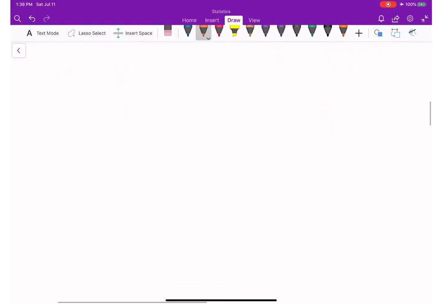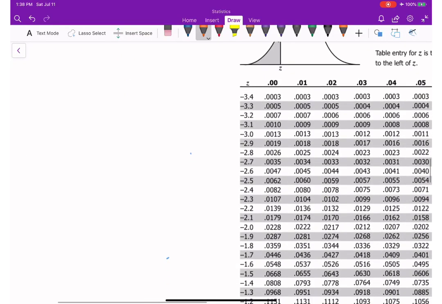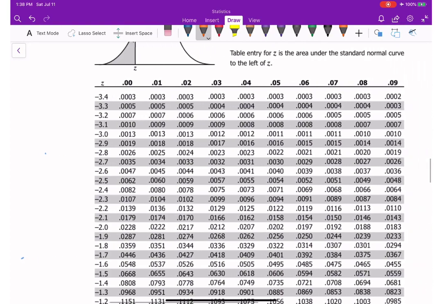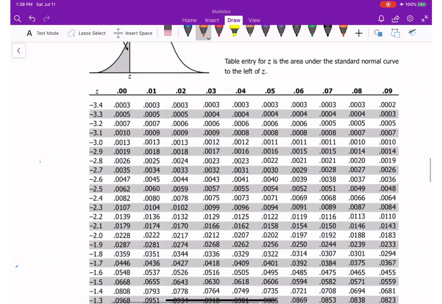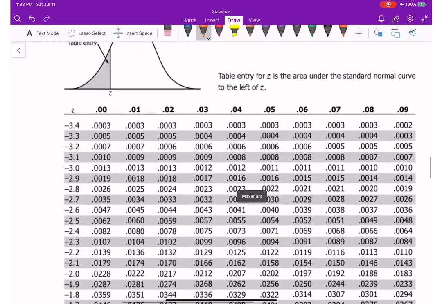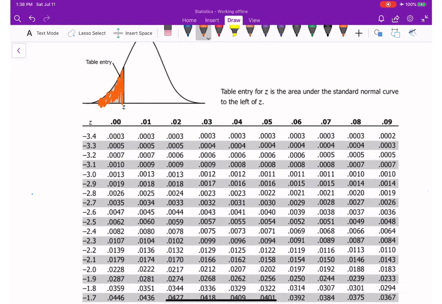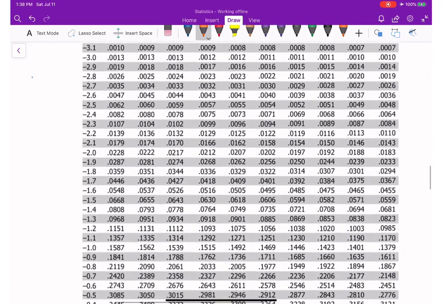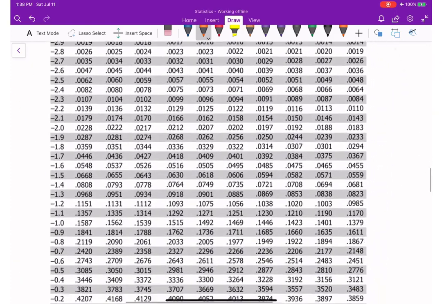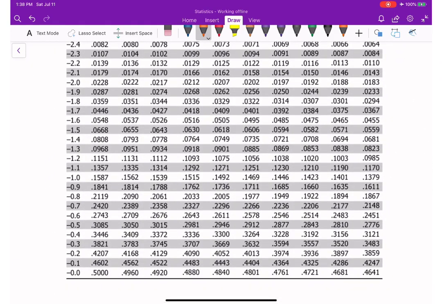We know that the table has 2 pages. One page is showing negative Z-score, another page is showing positive Z-score. And here it is, it's showing that it's the left tail table. See, it's showing here, table entry. So negative 0.5, where is it? 0.5, it's right here.